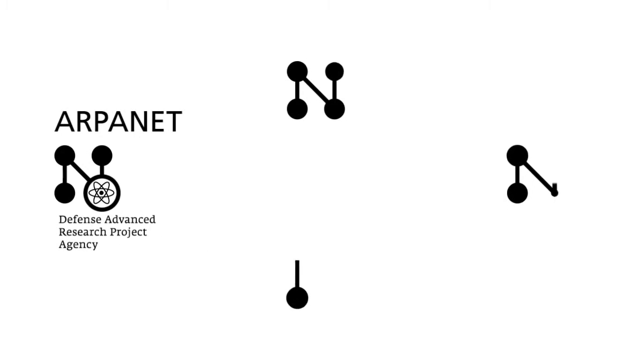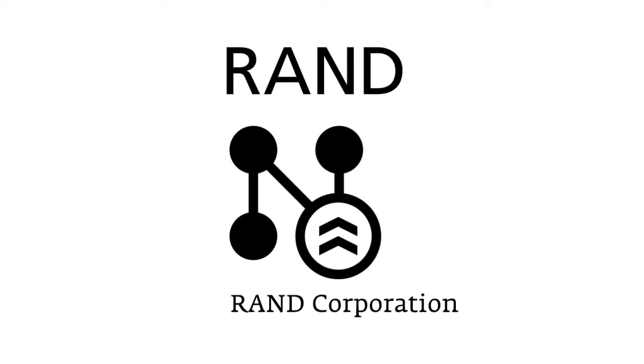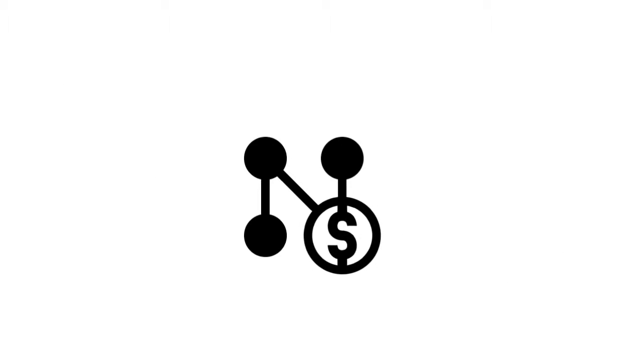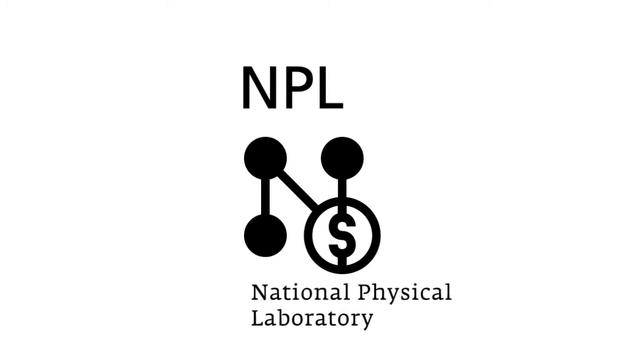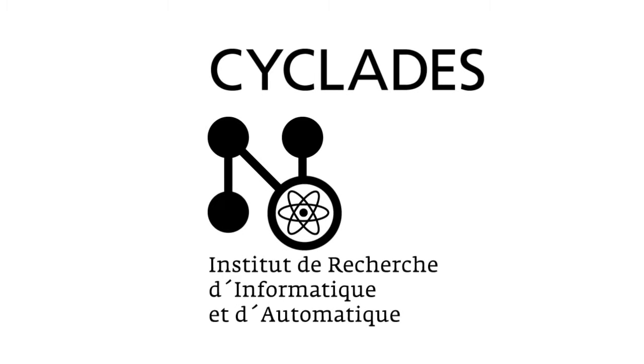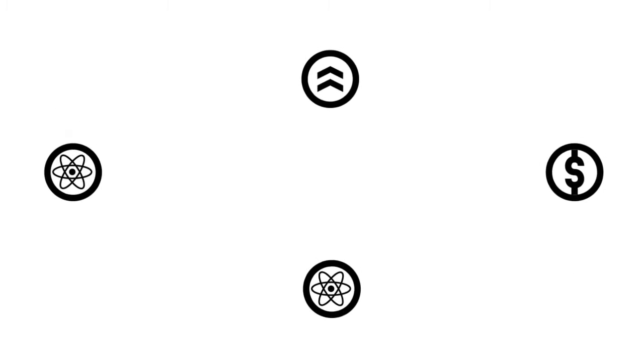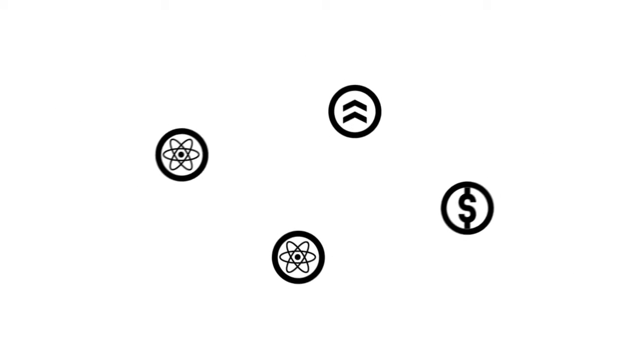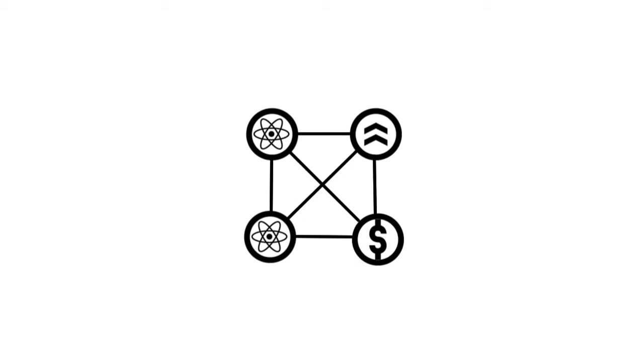Furthermore, 3 other concepts were to be developed, which are fundamental for the history of the Internet. The concept of a military network by the RAND Corporation in America. The commercial network of the National Physical Laboratory in England. And the scientific network Cyclades in France. The scientific, military, and commercial approaches of these concepts are the foundations for our modern Internet.